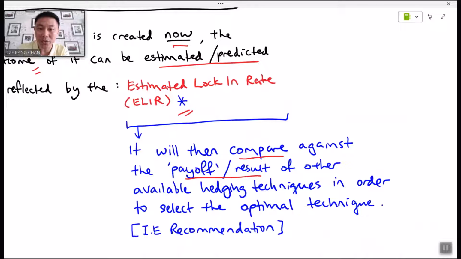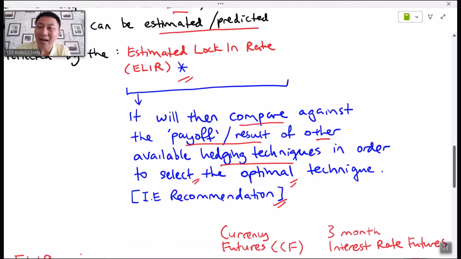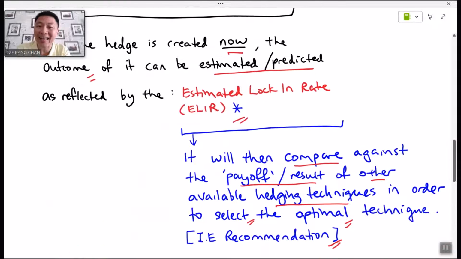The estimation of ELIR, or estimated lock-in rate, plays the role of making a comparison against the payoff or the results of all other available hedging techniques as spelled out in the exam questions, as the basis of making a comparison and also therefore a basis of selecting the optimal technique of hedging that forms part of the recommendations for hedging strategy. So therefore, it is important for you to understand the calculation and the estimation of estimated lock-in rate, which therefore triggers the appearance and the relevance of basis risk in the later part of the video.